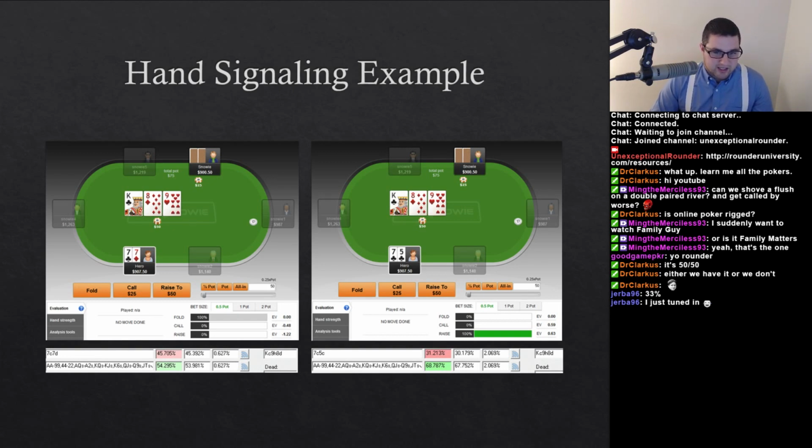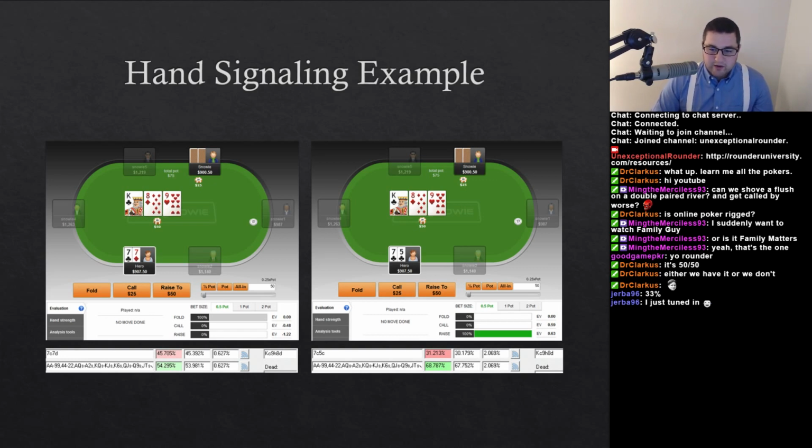But that's the case. Now we take the hand on the right, however, looks much worse. We only have 31% equity. By folding, we are missing out on a lot less equity. However, Snowy thinks this hand should be raised, and also thinks calling is a positive EV play. We'll get to EV shortly, if you don't know what EV is.